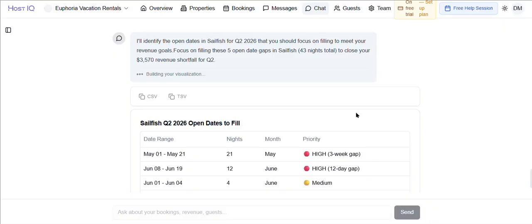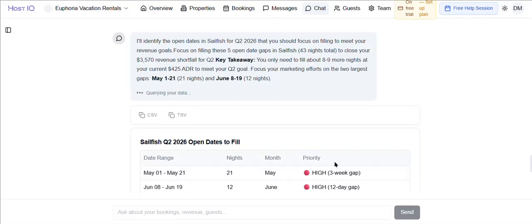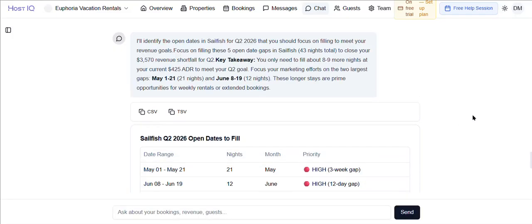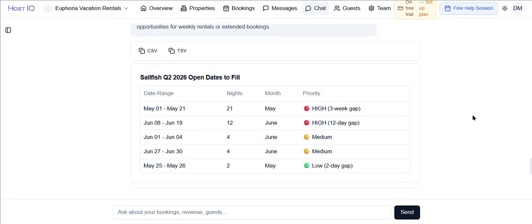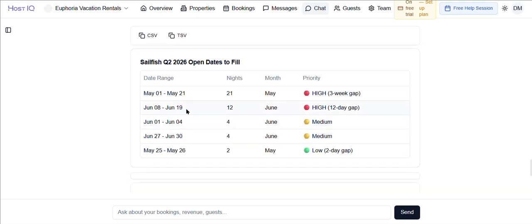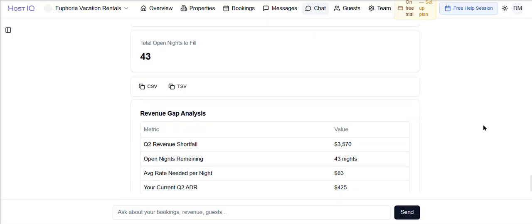And here you go. I've got 21 open nights in May from the 1st to the 23rd. So that's a high priority, three-week gap. From June 8th to 19th, 12 nights, high priority. And then it's showing me the medium priorities. Now this is great. It's helping me get dialed in. So I've got a total of 43 open nights.